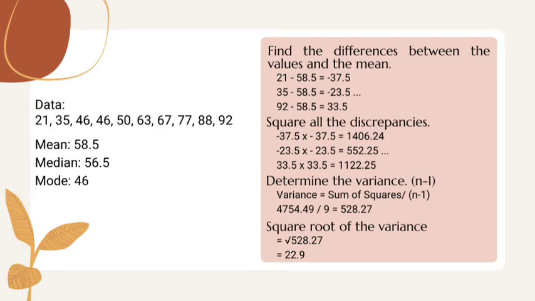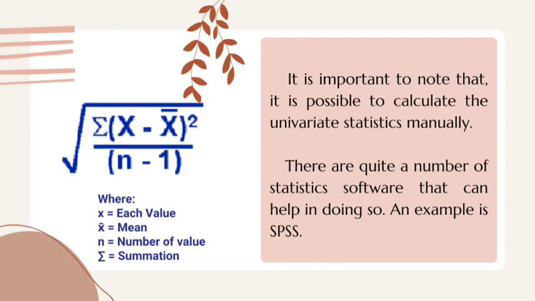Our standard deviation is now the square root of the variance. So our variance is 528.27. So the square root of 528.27 is 22.98. So our standard deviation is 22.98. This computation seems very complicated, but it's actually very simple if we use the formula here.